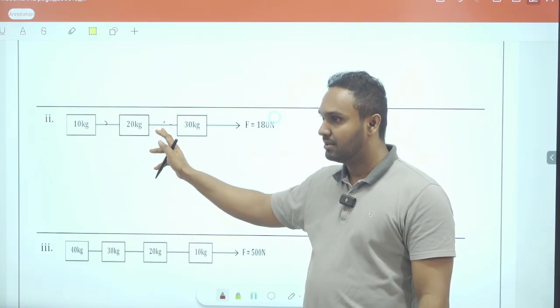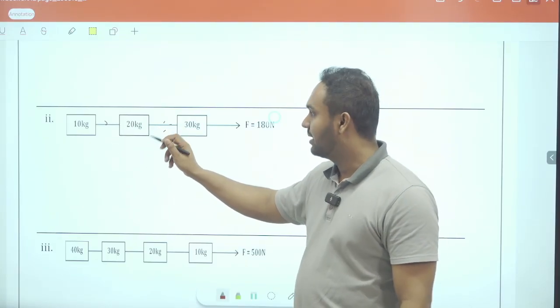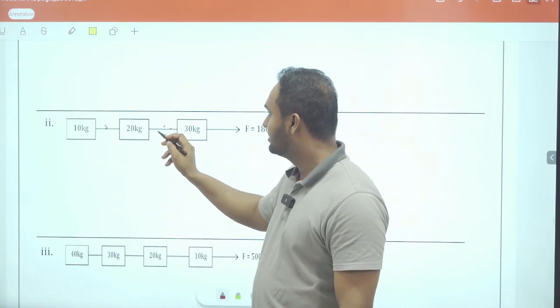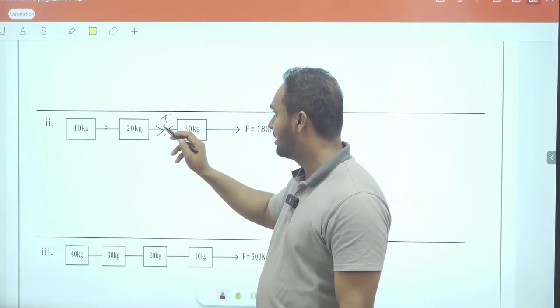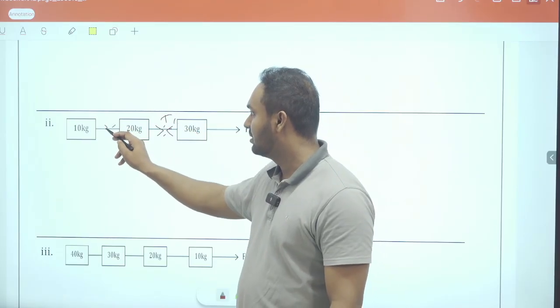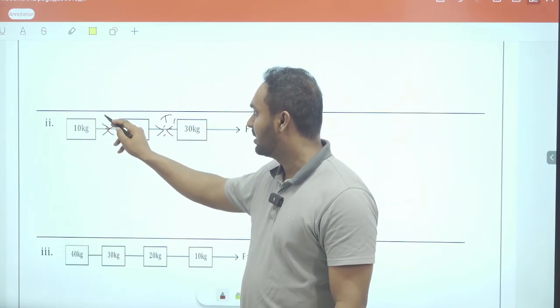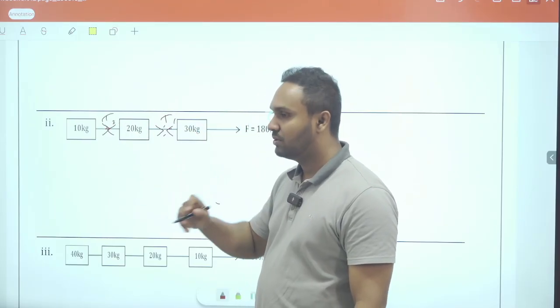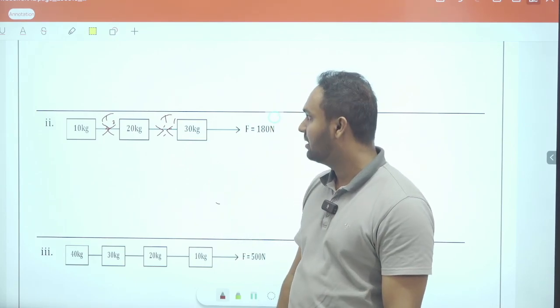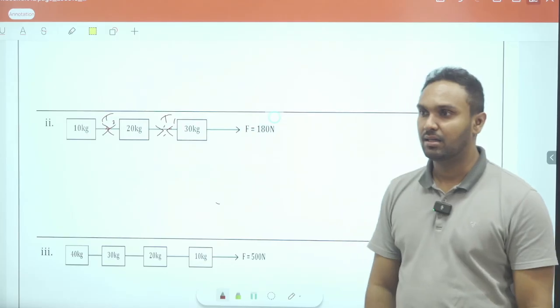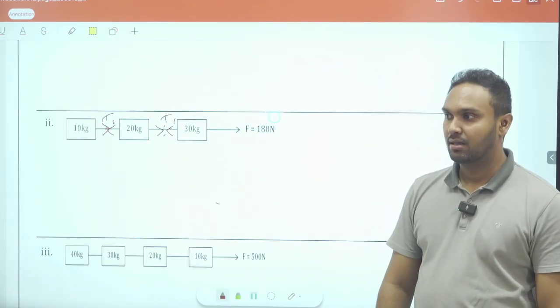In this rope there are two tensions. You can find either of them, it doesn't matter. Let's call that T1. It will be the same. This is T2. So what was T2? 30. And T1? 90. You have 60.